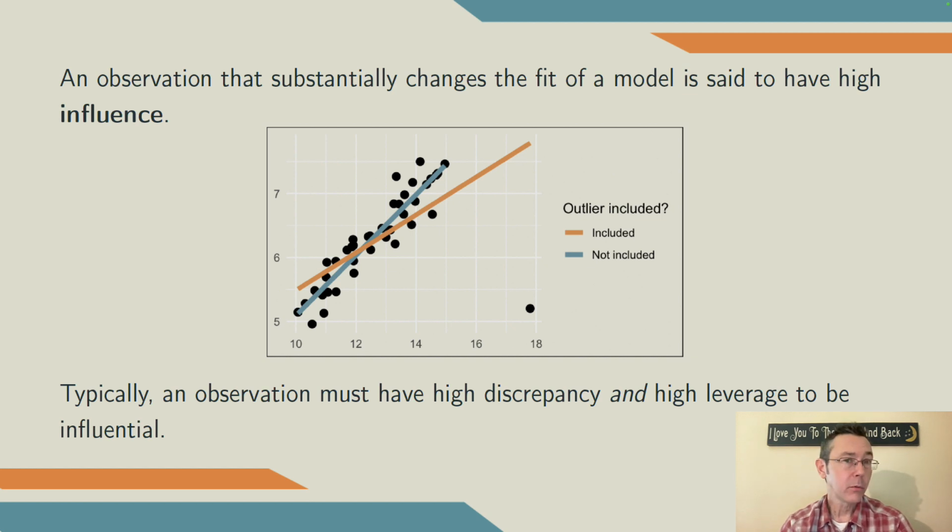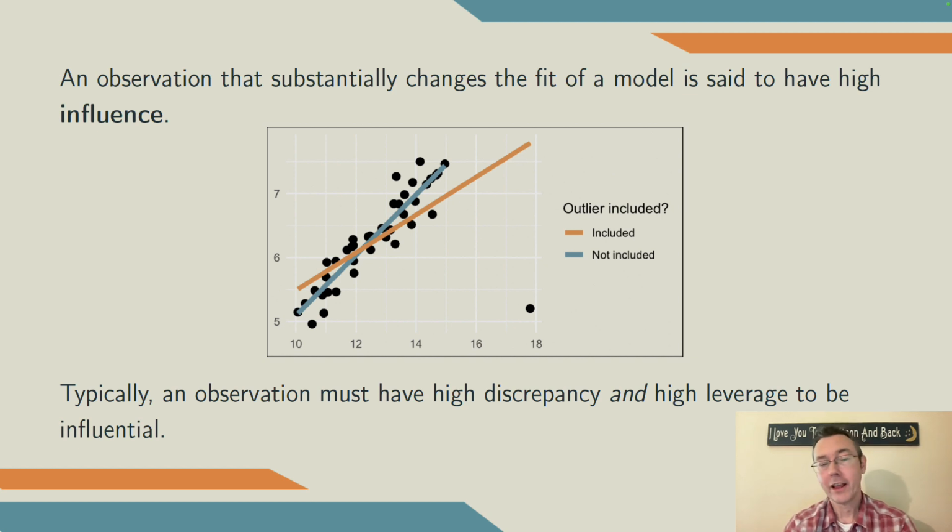An observation that substantially changes the fit of a model is said to have high influence. So in this illustration, I've drawn two regression lines. The bluish one is in the situation where that outlier is not included in the calculation for the regression line. The orange line does include that outlier, and you can see that the model changes substantially when that outlier is included or when it's taken out.